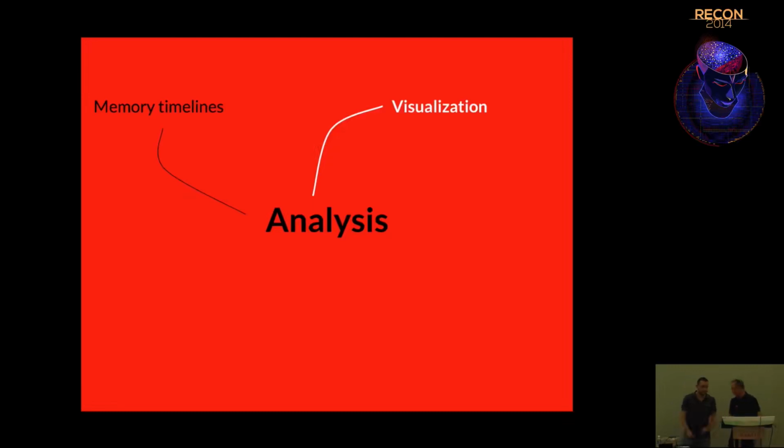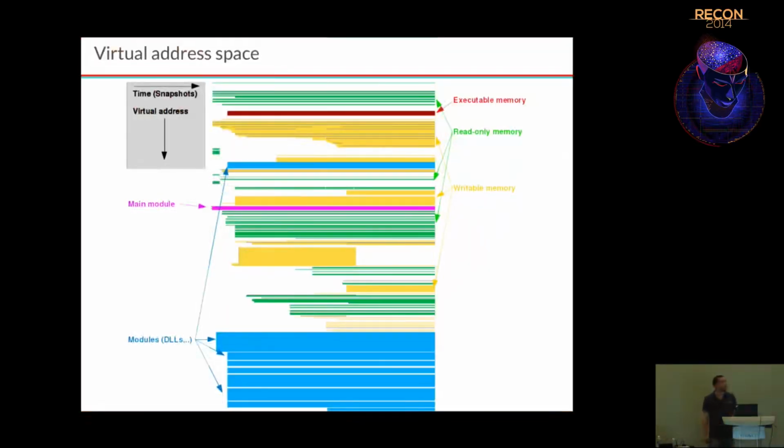Okay. So as there is a lot of data in a memory trace, we thought about different ways to analyze those memory traces. So we came up with visualizations which help the analysts get a quick overview of the memory traces. And let me show you the first one, which is basically the virtual address space visualization.